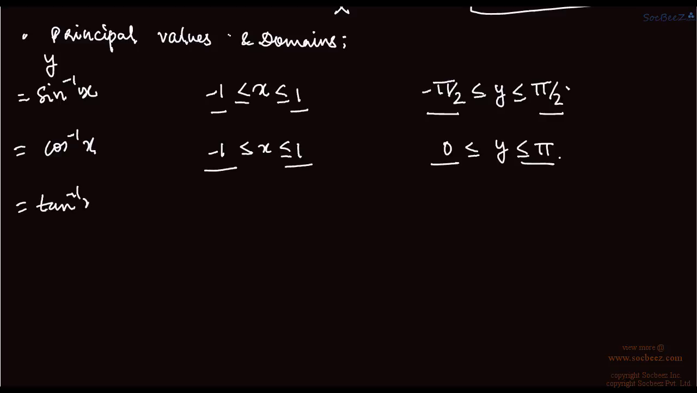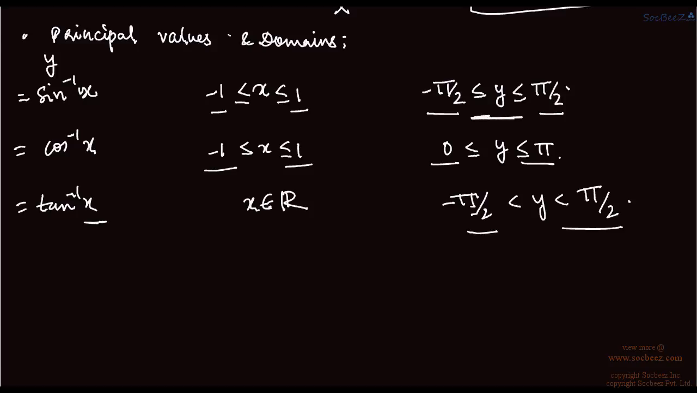You can define similarly tan inverse x. Tan inverse x, the domain is R. You can include anything, but range is same as sin inverse x except the equal sign, because tan of pi by 2 does not exist. So that's why you cannot take pi by 2 as the input. Tan of pi by 2 does not exist, tan of minus pi by 2 also does not exist. So that's why we ignore the equal to sign which we include in sin inverse x.